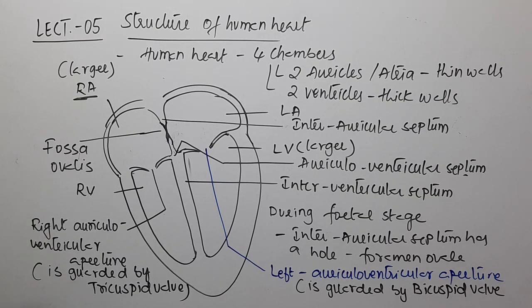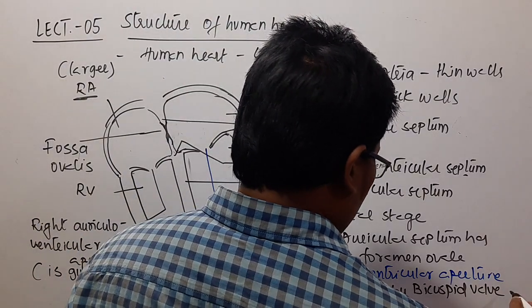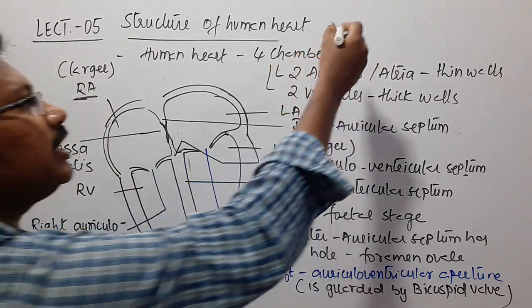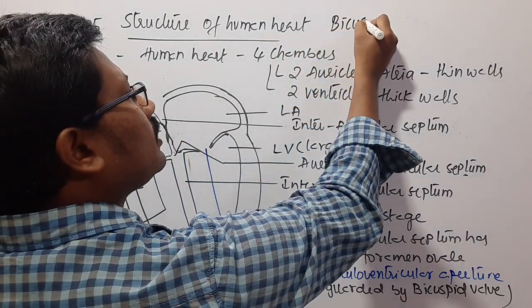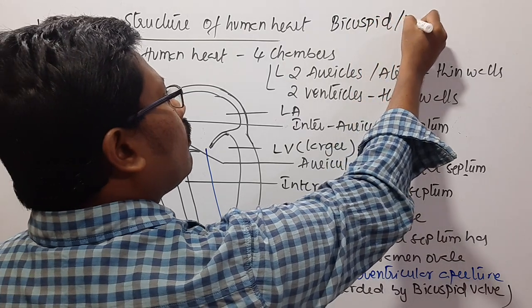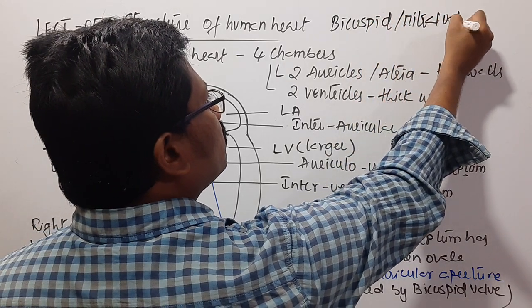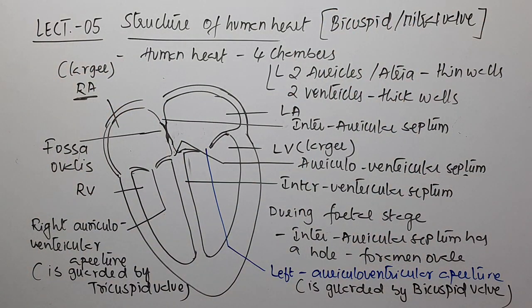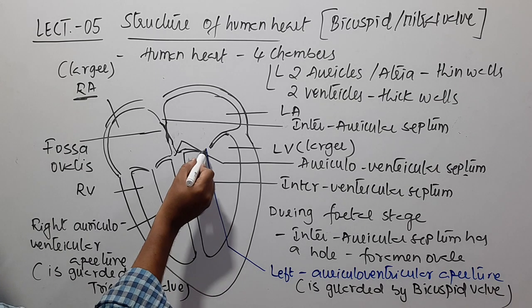So this bicuspid valve is also called the mitral valve. I'll just mention here, bicuspid, or also called the mitral valve. Both are the same. So either mitral valve or bicuspid valve. That will be guarding the left auriculoventricular aperture.